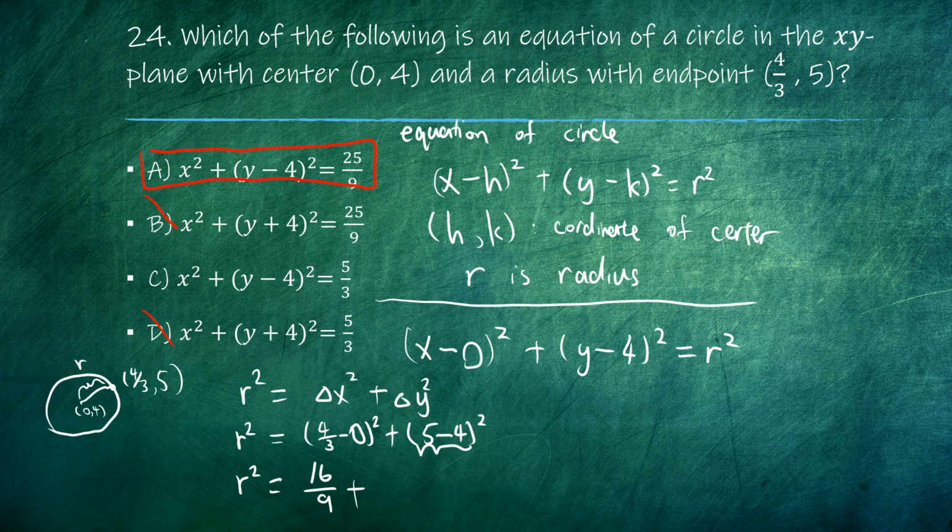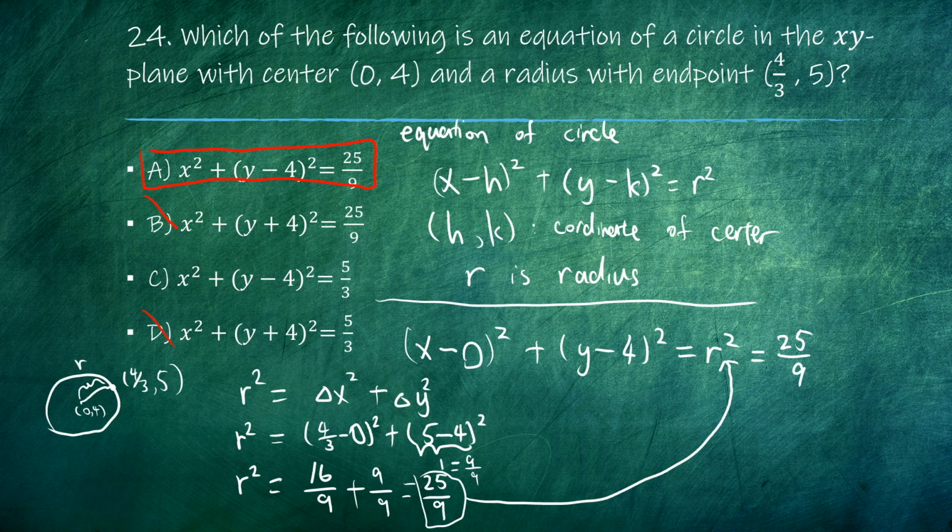So this here is just 1. And 1, we can rewrite that as 9/9, right? Because in order to add this fraction, the denominator has to be the same. So now, once these two numbers have the same denominator, we can add the fraction. So this becomes 25/9. And once we know what r squared is, we can plug it back in here. And so we have 25/9. And our final equation is A.